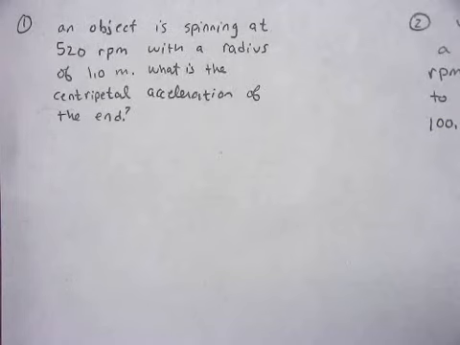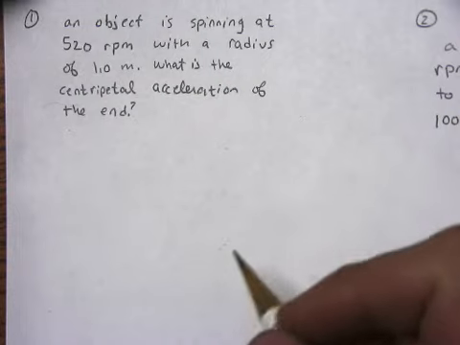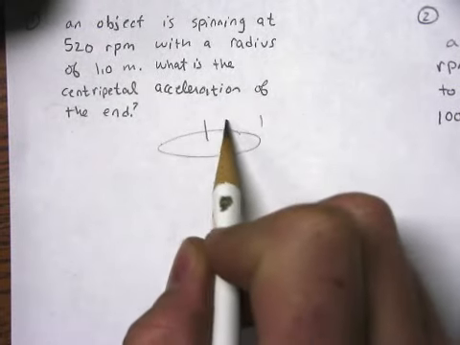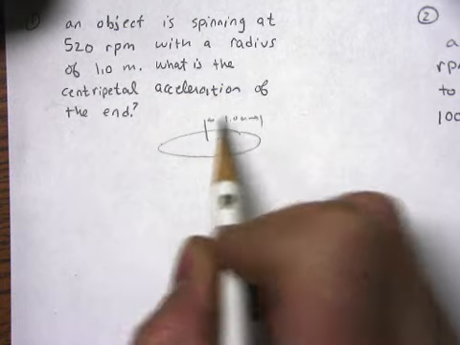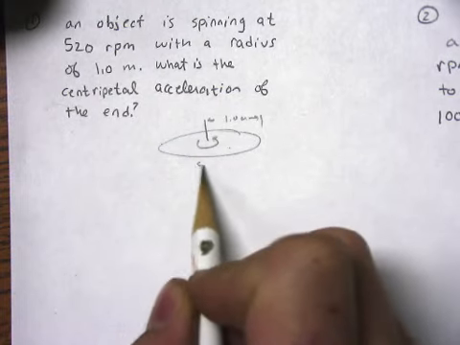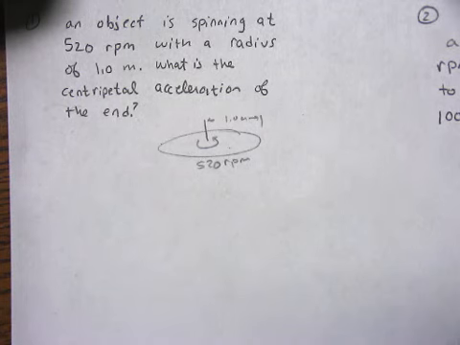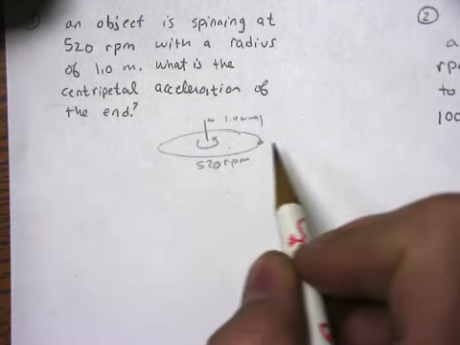Okay, number 1 says there's an object spinning at 520 RPM with a radius of 1 meter. It's spinning at 520 RPM. What's the centripetal acceleration of the end? Something on the very end.